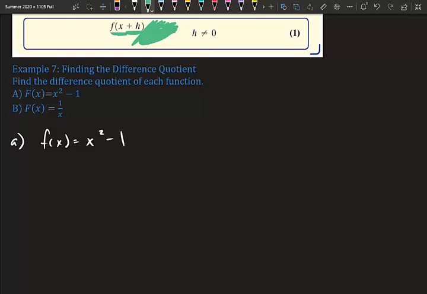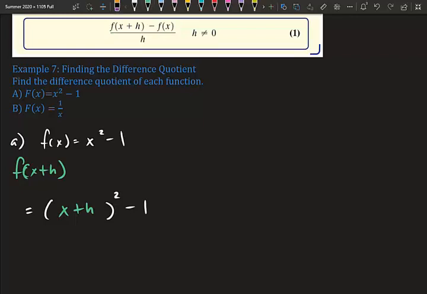So if that's not there, aren't we just doing f of x plus h? Right? That is what we're doing. And don't we just plug that in for x? So let's plug it in for x. So we have x squared minus 1, and in that x, we have x plus h. So we did that.